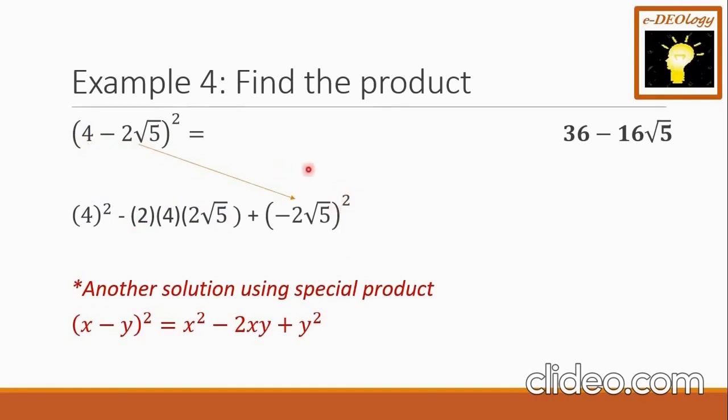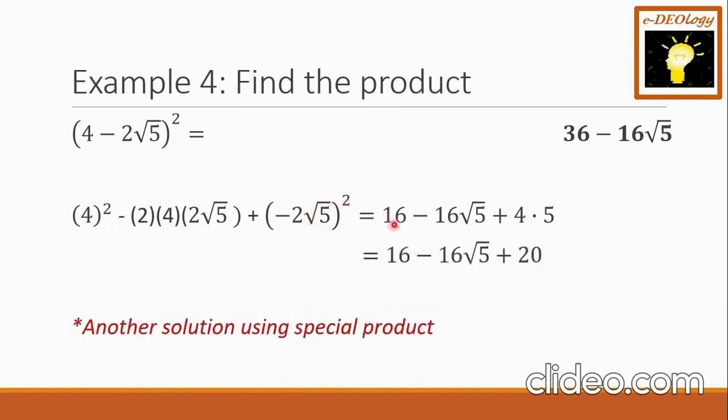So we will now simplify. The 4 squared becomes 16, and then minus the product of these three terms, 2 times 4 times 2 square root of 5, we will get the 16 square root of 5. And then plus, we're going to square this term, and because of the square, the negative sign will go away. The 2 here becomes 4, and the square root of 5 is squared. The radical sign is cancelled with the power 2, so we'll have the 5 only that will come here.